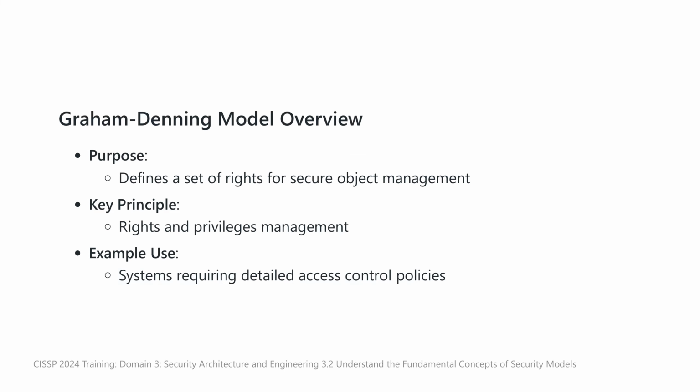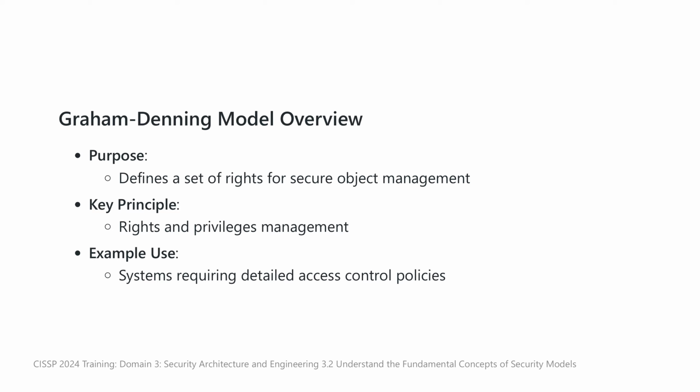In this slide, we're looking at an overview of the Graham-Denning model. This model is integral in defining a set of rights for secure object management within a system. The primary focus here is on rights and privileges management, which is essential for implementing robust security policies. By specifying the rights that subjects, like users or processes, have over objects, such as files or devices, the Graham-Denning model supports detailed control over access management.